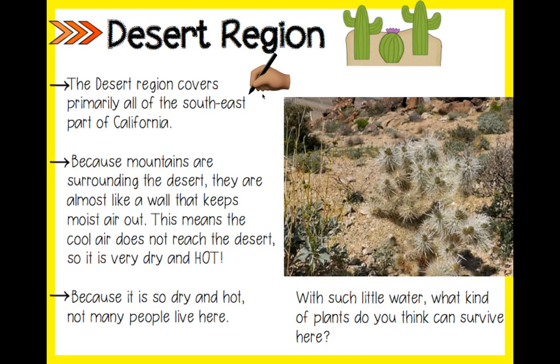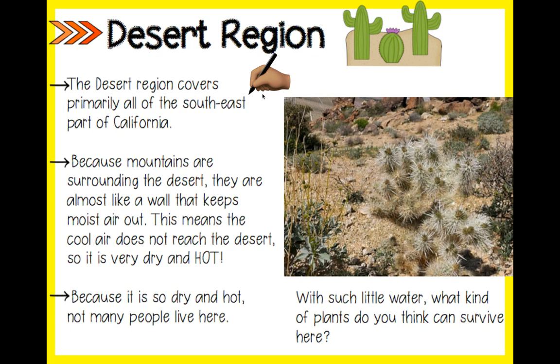Because the mountains are surrounding the desert, they're almost like a wall that keeps the moisture air out. This means the cool air does not reach the desert, so it becomes very dry and hot. And because it's so dry and hot, not many people live there. With such little water, what kind of plants do you think can survive here? What kind of plants are shown in the pictures? If you guys said cactus, you're correct. But remember, there's so many different cactuses, right? And we have shrubs as well.